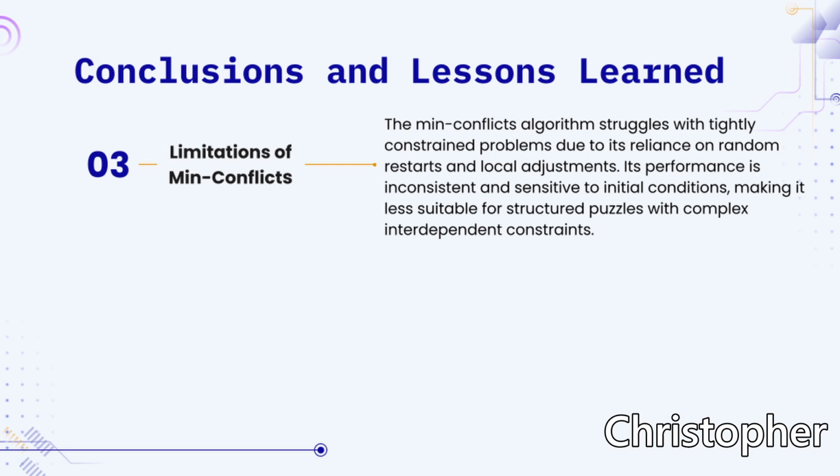Limitations of min conflicts. The min conflicts algorithm struggles with tightly constrained problems due to its reliance on random restarts and local adjustments. Its performance is inconsistent and sensitive to initial conditions, making it less suitable for structured puzzles with complex interdependent constraints.